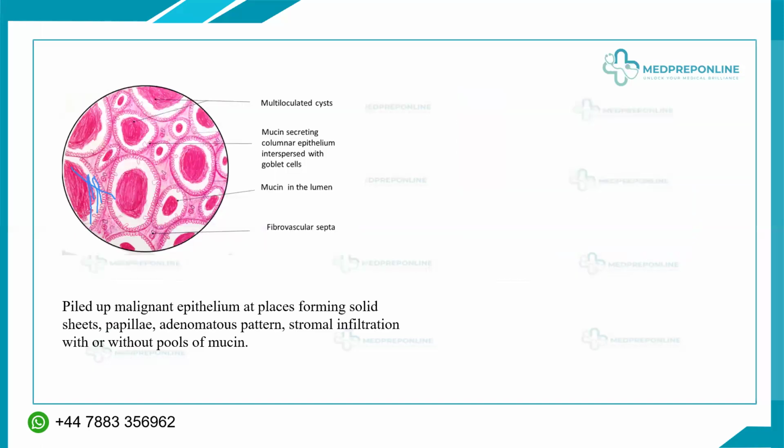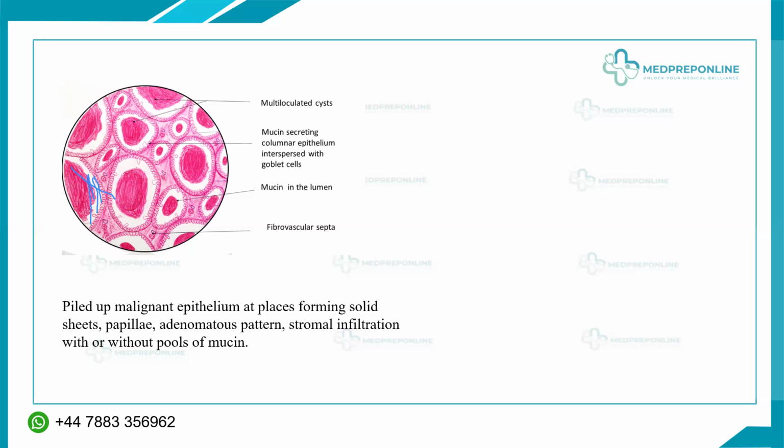Now coming to the next, you can see these are multiloculated cysts, right? So they are mucin secreting columnar epithelium, and it is interspersed within the goblet cells. So these goblet cells are secreting mucin, which is present in the lumen. So you can see these are separated again by the fibrovascular septa.